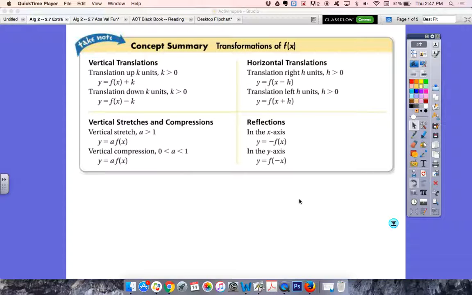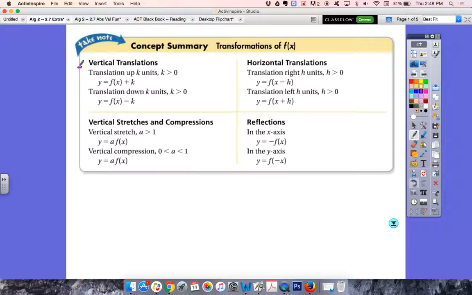Okay, guys, this is just a recap of what we did last time with your parent graphs and how we went through all the different kinds of transformations that you're going to be required to know how to do. So this just kind of breaks it down to each individual little part. So you have vertical translations.